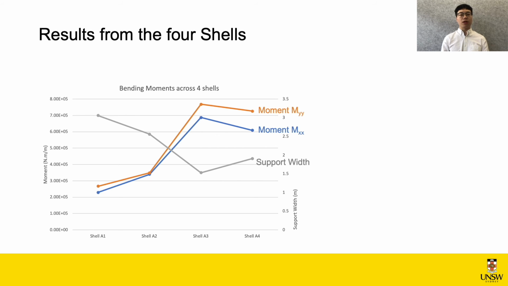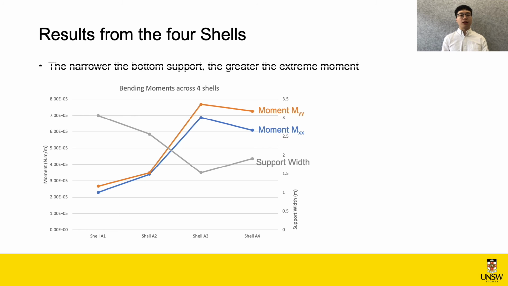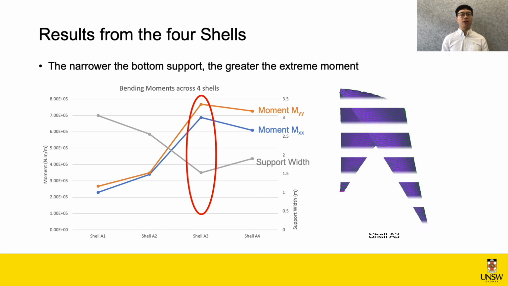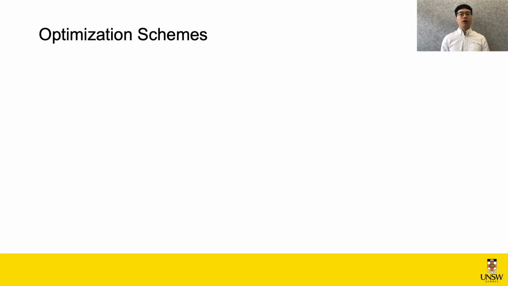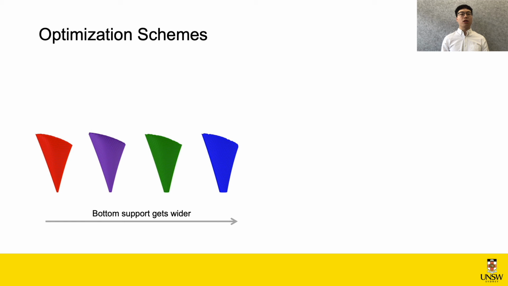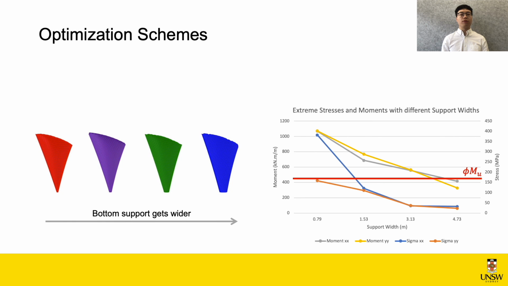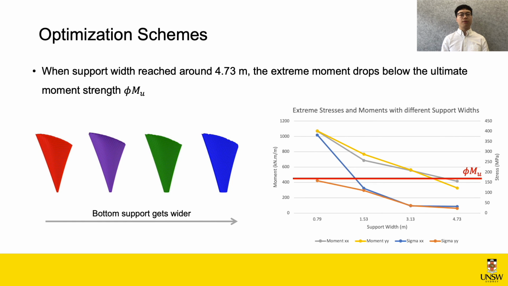Now it's time to look at the results from all the four shells. A trend can be seen that the narrower the bottom support, the higher the maximum stress and moment will be. The moment at shell A3 is the highest among the four. Therefore, increasing the support width is a possible optimization approach. And when the support width increases to 4.73 meters, the maximum moment will drop below the ultimate moment strength.